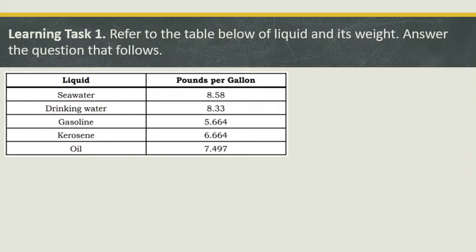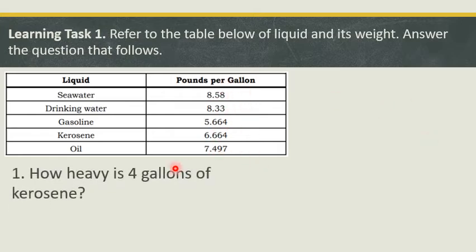Okay, for the learning task 1, refer to the table below of liquid and its weight. Answer the question that follows. So, kung makikita nyo sa table, ito yung first column natin, yung mga liquid. We have seawater, drinking water, gasoline, kerosene, and oil. And sa opposite nila is yung kanilang weight, yung timbang nila kada gallon. So, ito yung 8 and 58 pounds, 8 and 33 pounds, ayan. So, ito po yung kanyang equivalent weight.